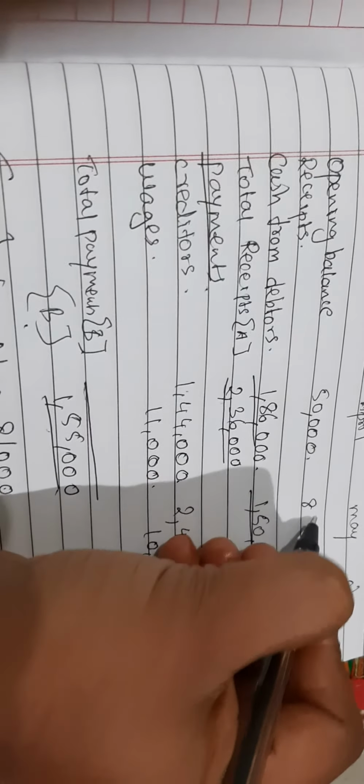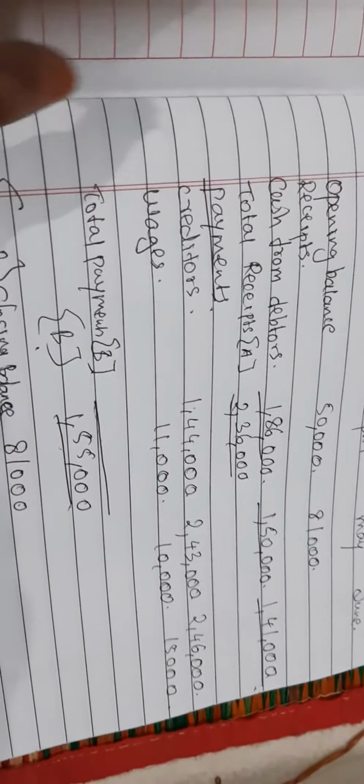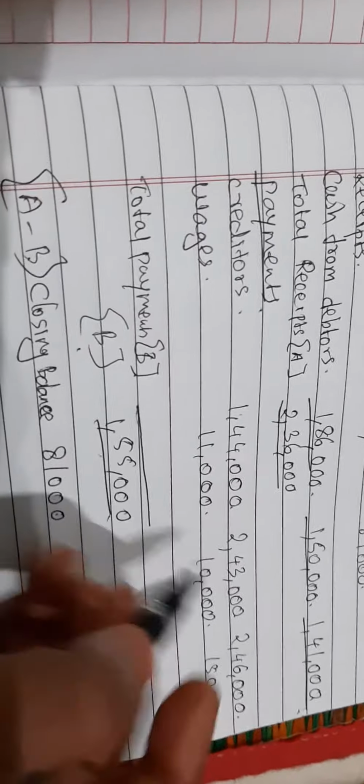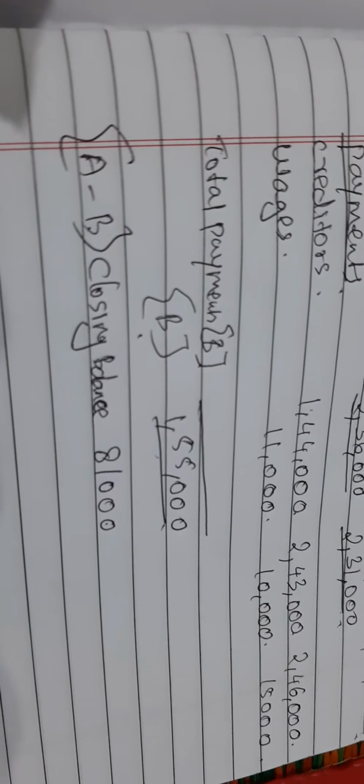This 81,000 is the closing balance, and this closing balance becomes the May opening balance. Now opening balance is 81,000. So now we add here 81,000 plus 1,50,000. So that is 2,31,000. That is total receipt 2,31,000 for May.